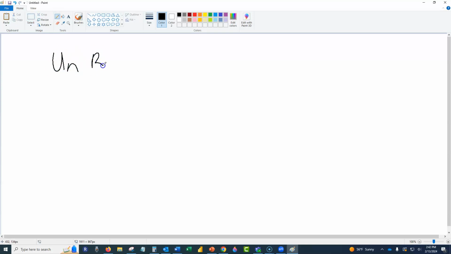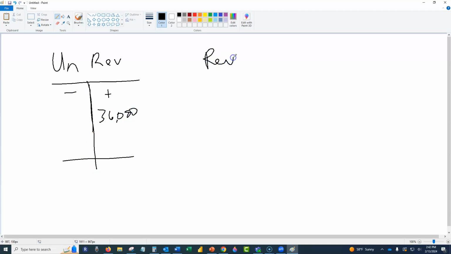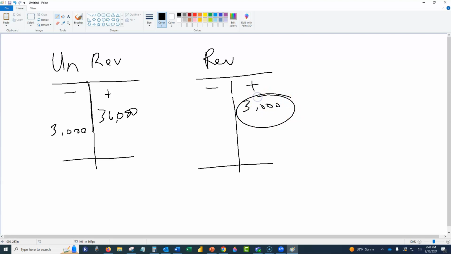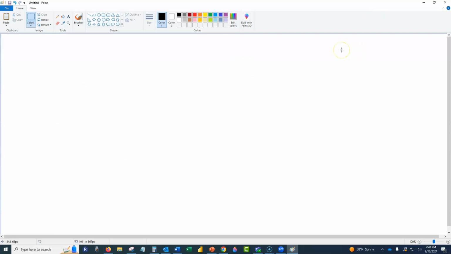What that'll end up doing for us is we will have our unearned revenue account. It's a liability, so it's over here. It's going to start at $36,000. And we'll have a revenue account. And each month, we're going to take away from this one by $3,000 and add to this one by $3,000. This is the recognition that we have earned that amount of revenue. Hopefully that makes sense to you.